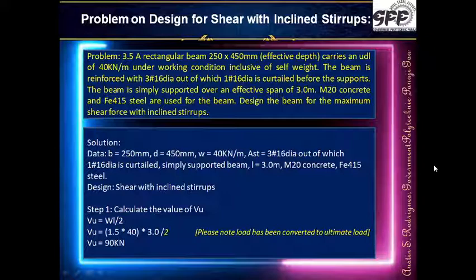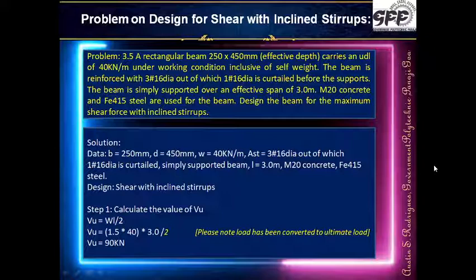Width b is equal to 250 mm, the effective depth d is 450 mm, w, that is a small w, is 40 kilonewton per meter. Ast, the area of steel given at the midspan, is 3-16, but at the support one bar is not there, so it becomes 2-16 as far as our shear is concerned. It is a simply supported beam where effective span L is 3 meters. M20 concrete and Fe415 steel are being prescribed. We have to design for shear with inclined stirrups.